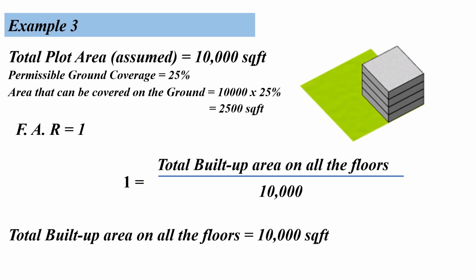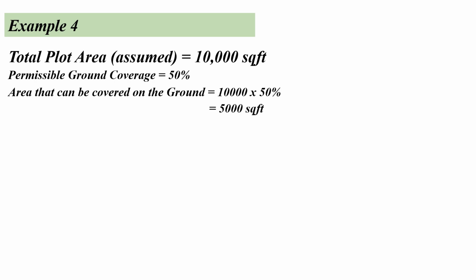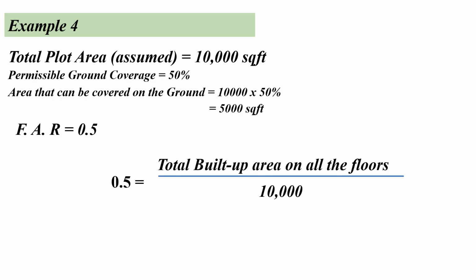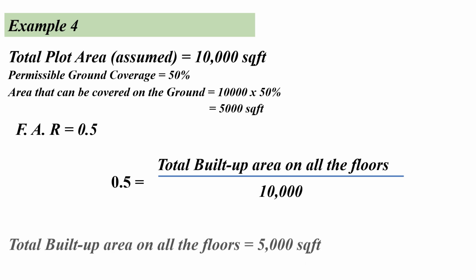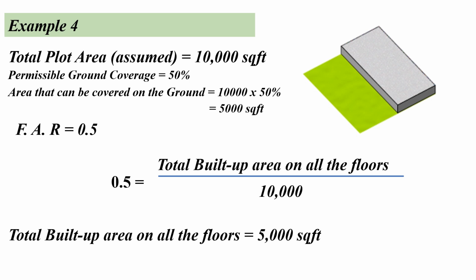Let's jump on to the next example in which the permissible ground coverage is equal to 50%. Now the area that can be covered on the ground is equal to 5,000 square feet. FAR 0.5 is given to us. Let's put the values in the formula and we get total built up area on all the floors equal to 5,000 square feet, which means we can build only one floor.